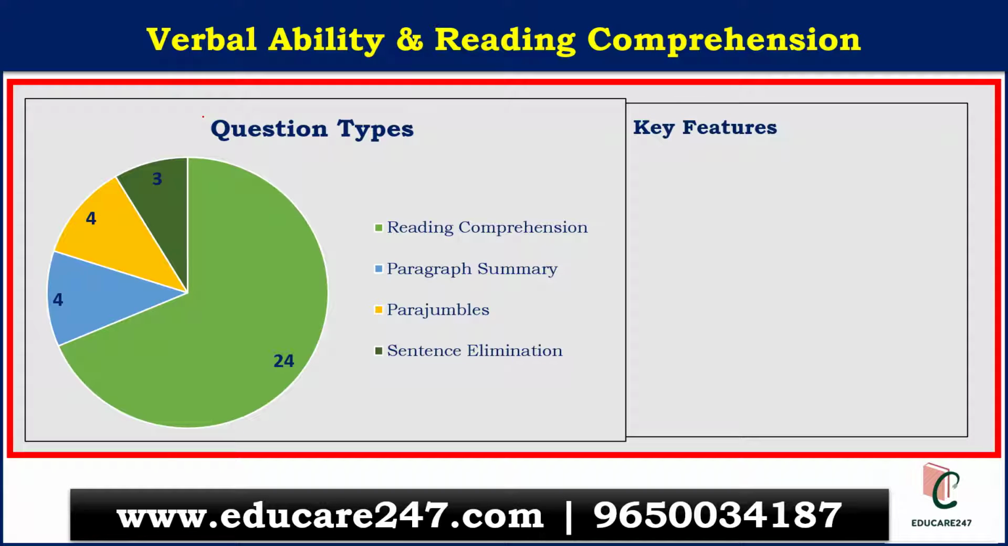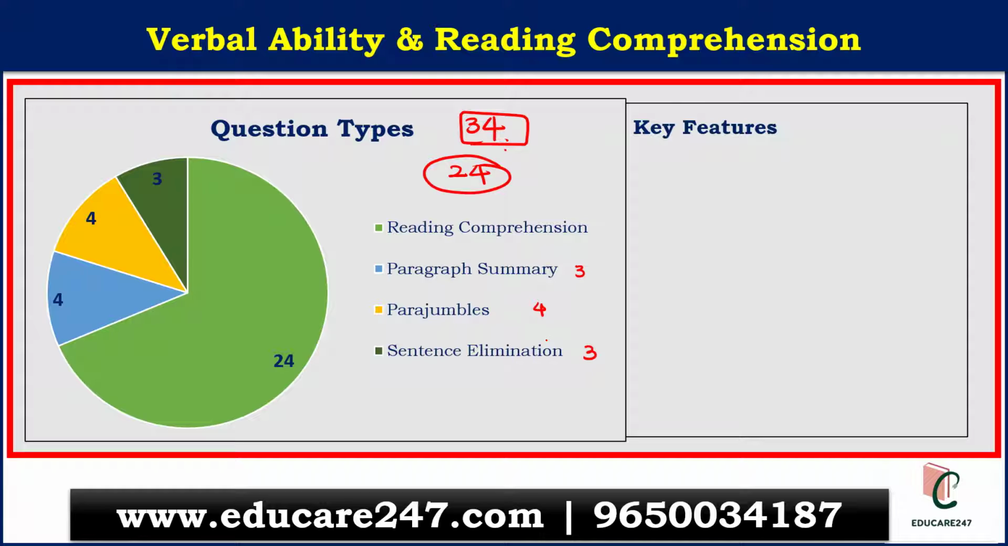So let's see the question types. In verbal ability, we have 34 questions in total, out of which more than 75% of the section is on RCs. We have 24 RCs, then para summary with 3 questions, then para jumbles with 4 questions, and finally sentence elimination, which is an extended form of para jumbles, with 3 questions. So let's try to understand these types in detail.